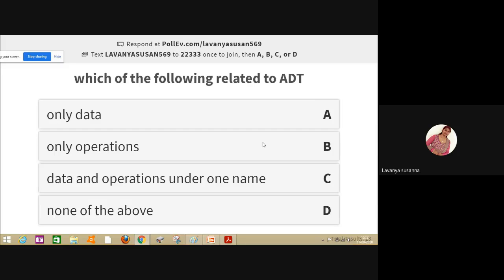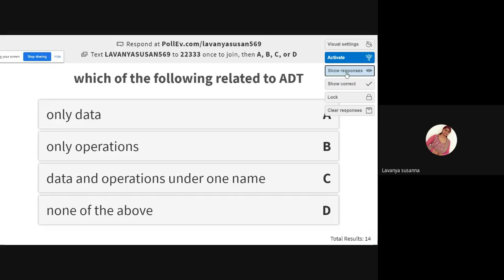Which of the following is related to ADT? Answer quickly. Okay, stop responding. Show responses.